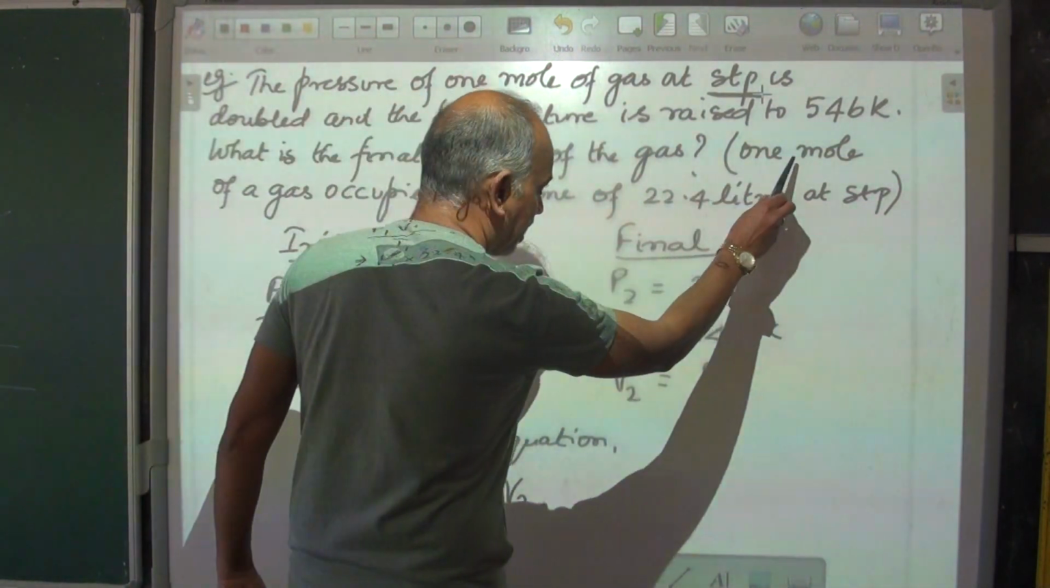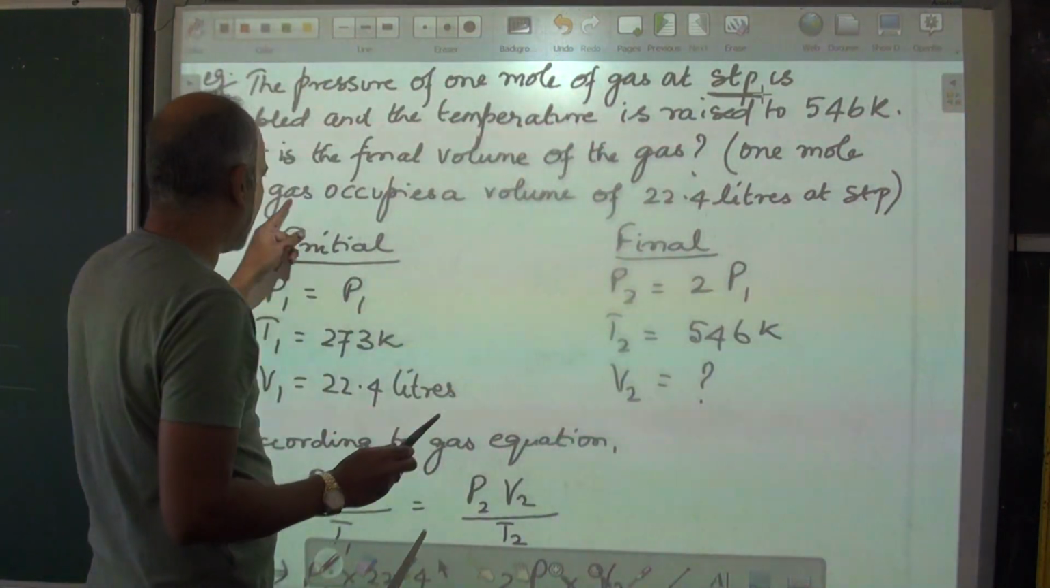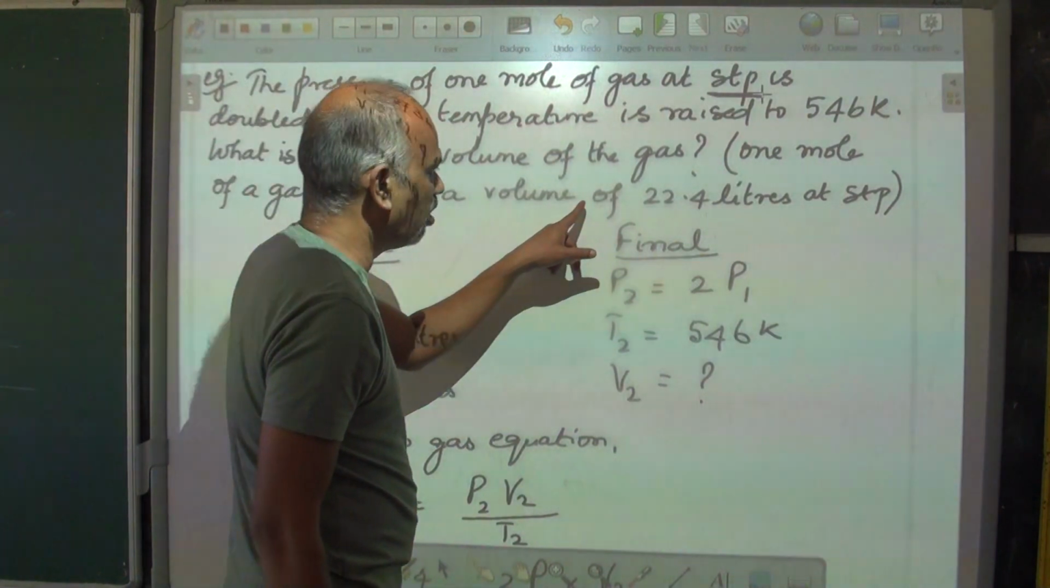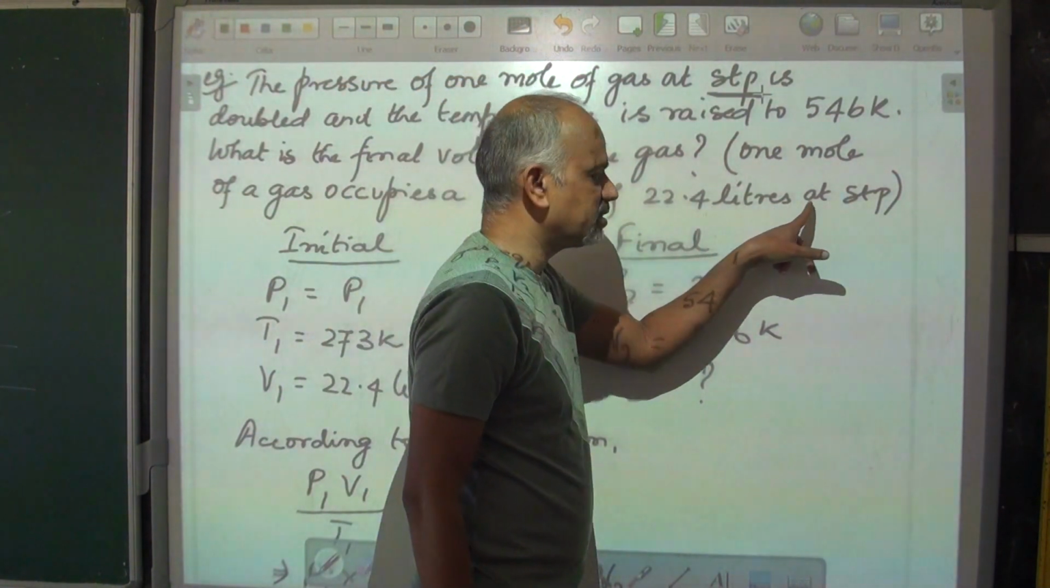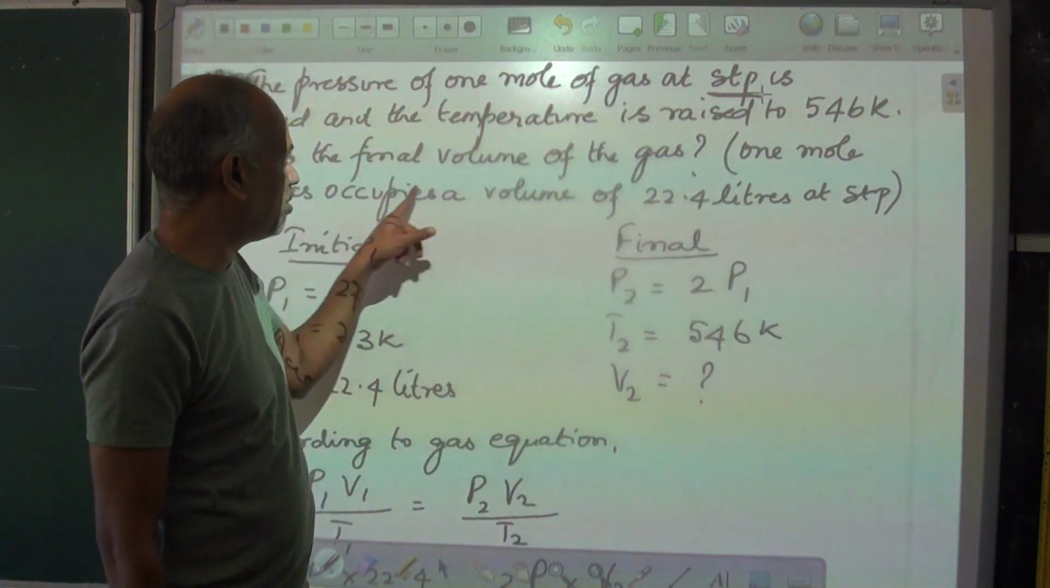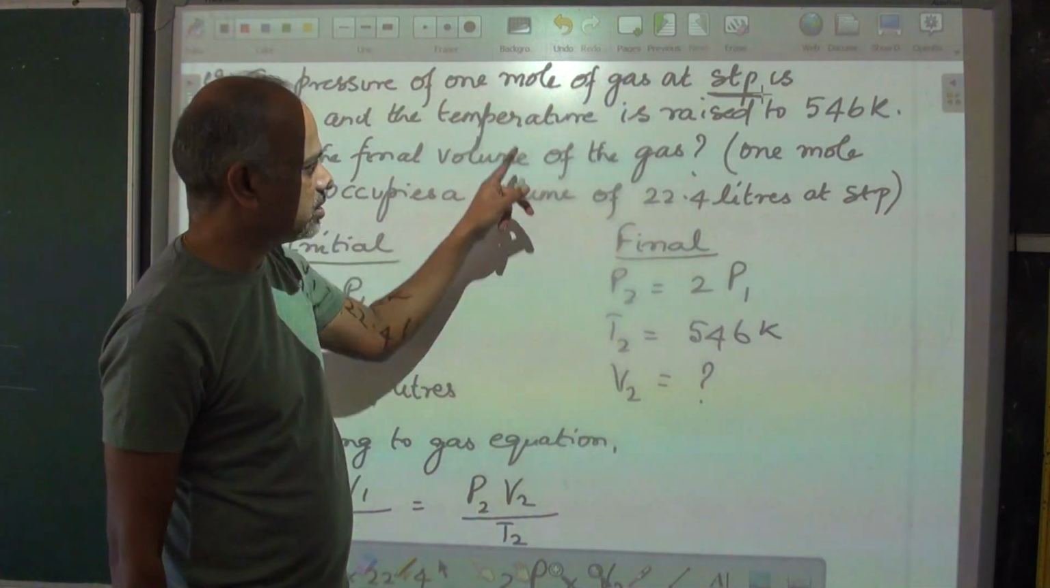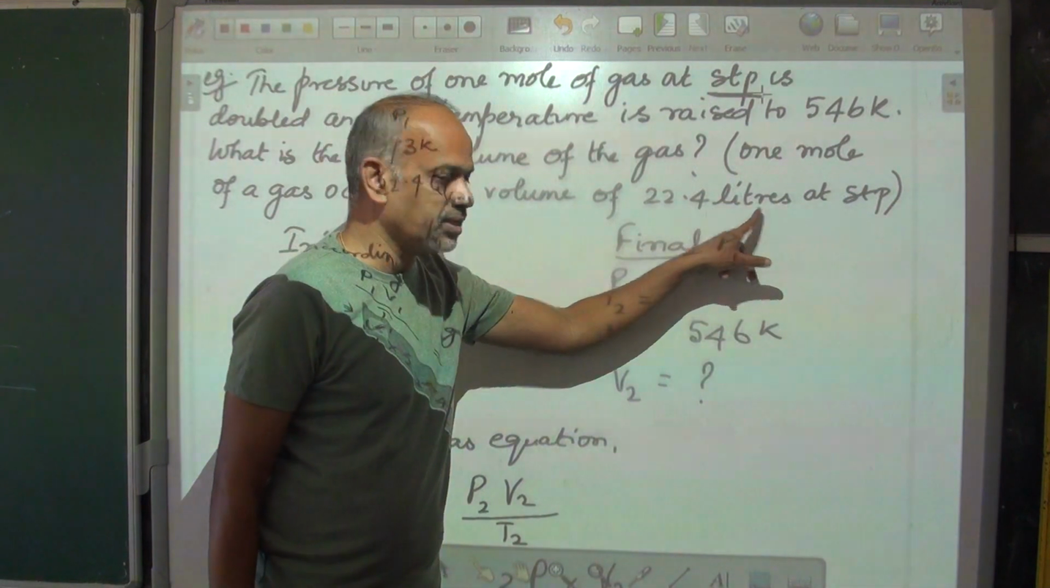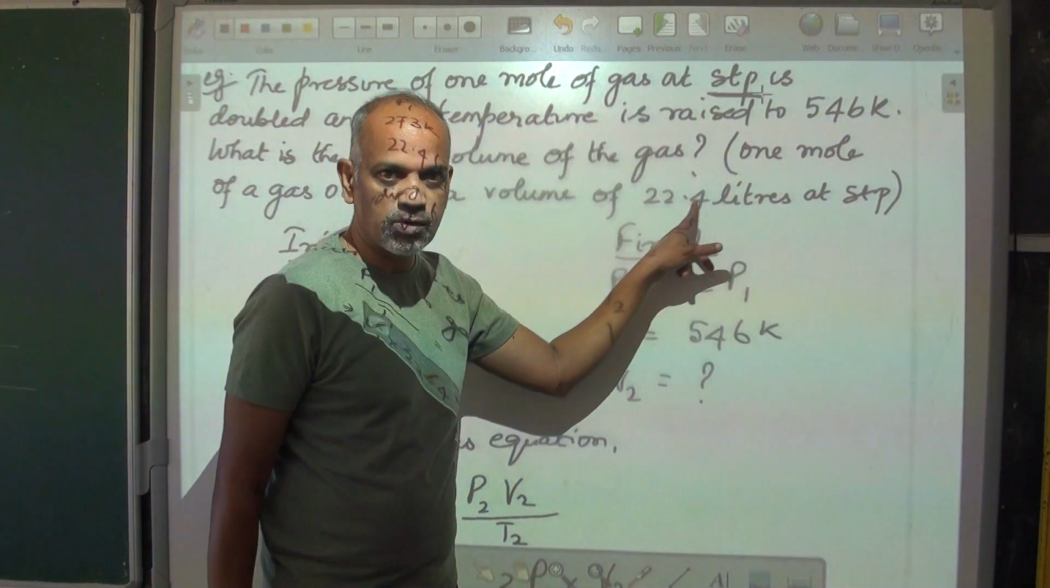There's something given in the brackets. 1 mole of a gas occupies a volume of 22.4 liters at STP. At STP, the volume occupied by 1 mole of the gas is 22.4 liters. This 22.4 liters is the volume occupied.